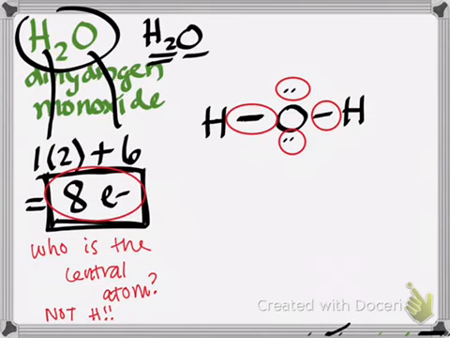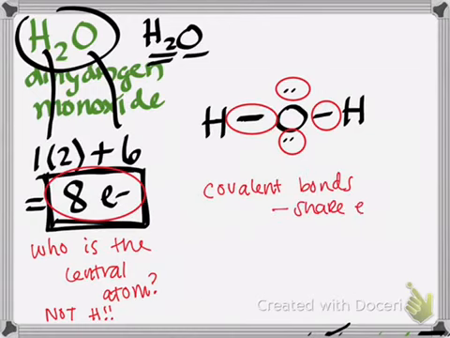So this is all because in covalent bonds, we share electrons, okay? So it's not this matter of transferring like you saw in ionic, but we are actually sharing electrons, okay? So this is what water ends up looking like, okay? So it has 2 lone pairs on the central atom and 2 single bonds going to the hydrogens.